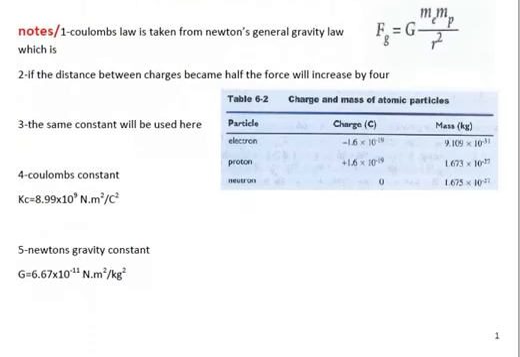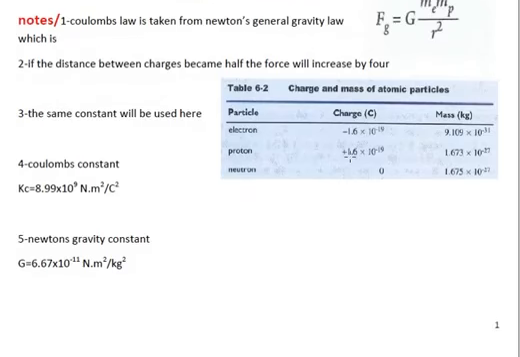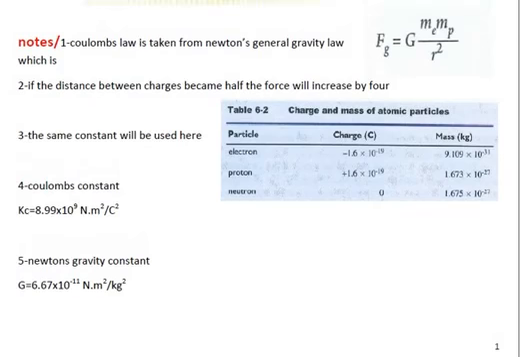The fifth note says Newton's gravity constant, which was used in here, is G, which is 6.67 times 10 to the power minus 11 Newton meter square per kilogram square.